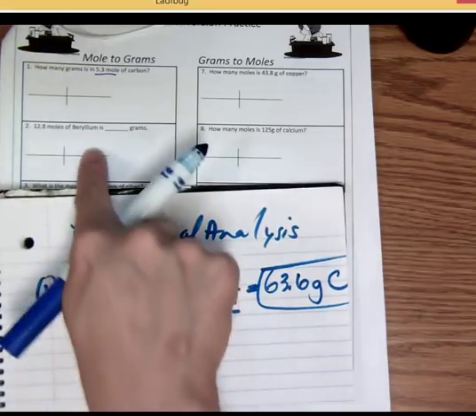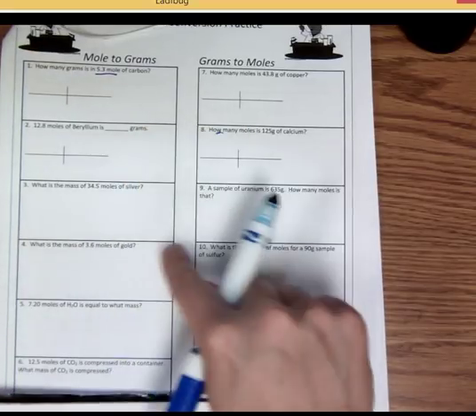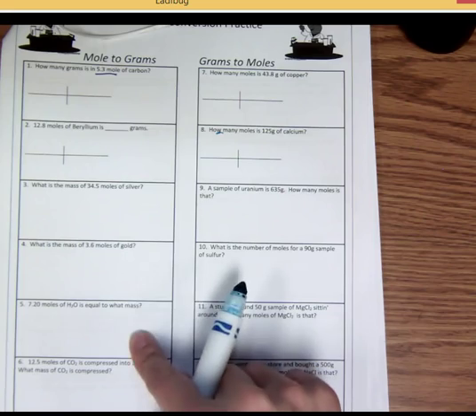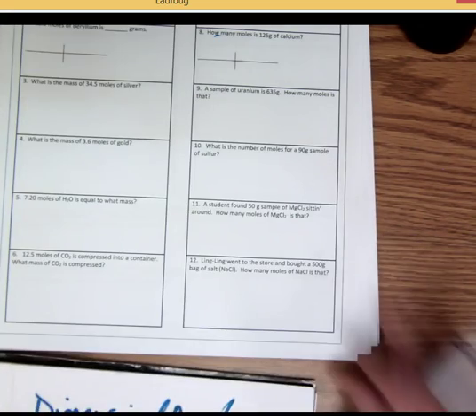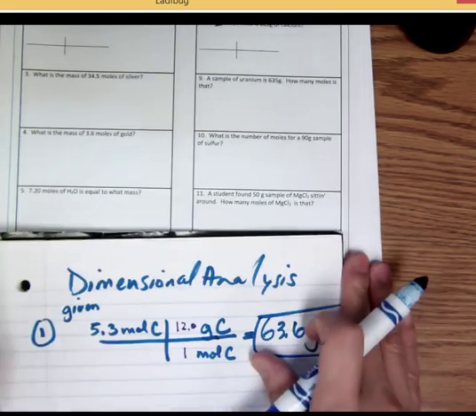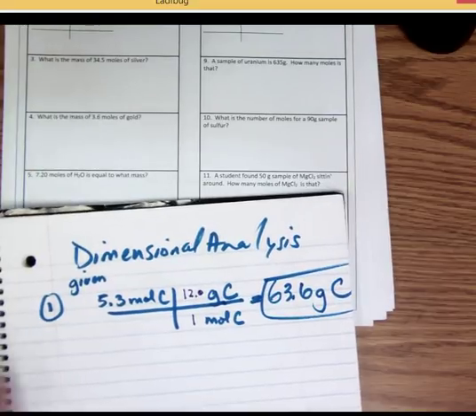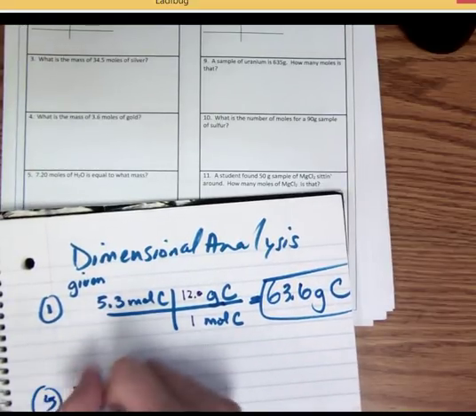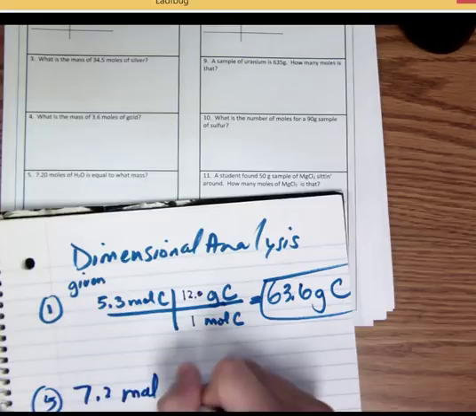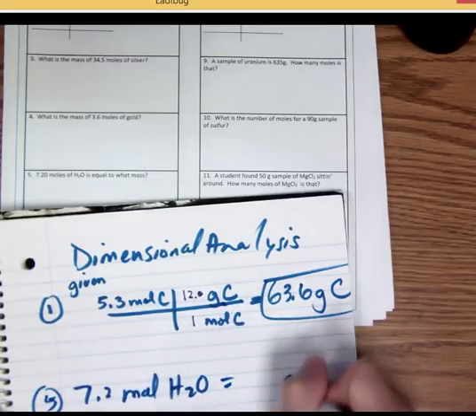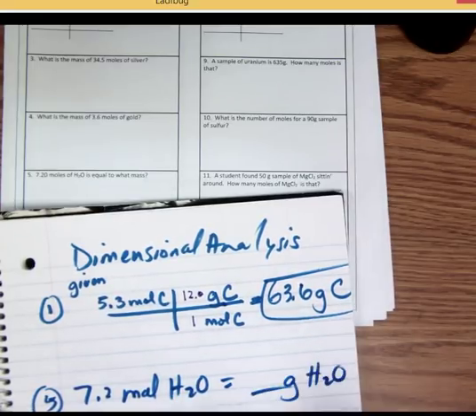All right. So next one is beryllium. You can probably do that now. Silver, gold. Okay. And so look at number 5. 7.2 moles of H2O equals how many grams of H2O? That's what this question is asking.